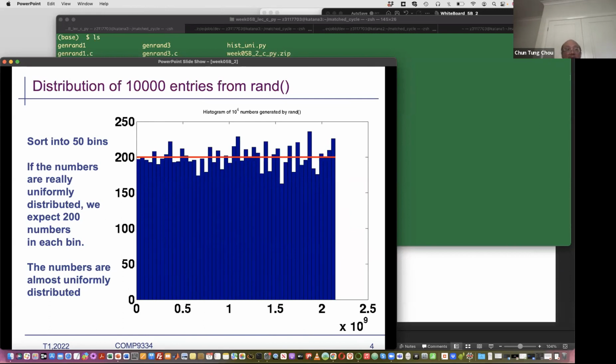Because these bins are uniformly distributed, and I've sorted them into 50 bins, and I've generated 10,000 numbers, what it means is, if it's truly randomly distributed, I should expect to get 200 numbers in each bin. It's 200 at this level. Now, what you see here is some bins have more than 200, some bins have less than 200, but roughly speaking, it seems to be correct. So from this graph, you may say the numbers are almost uniformly distributed.